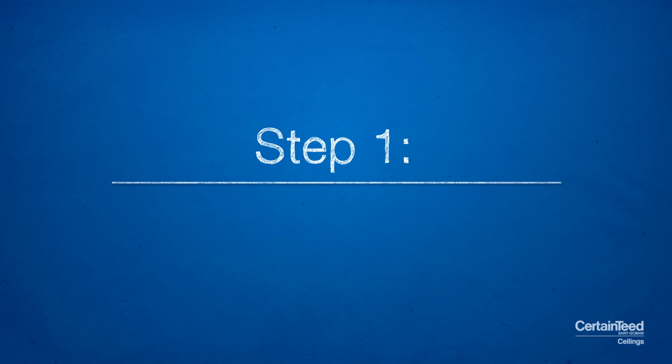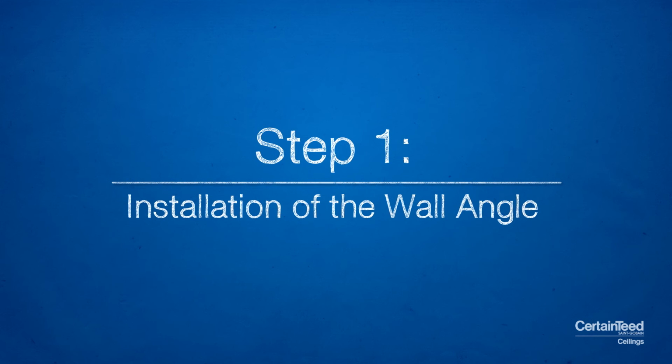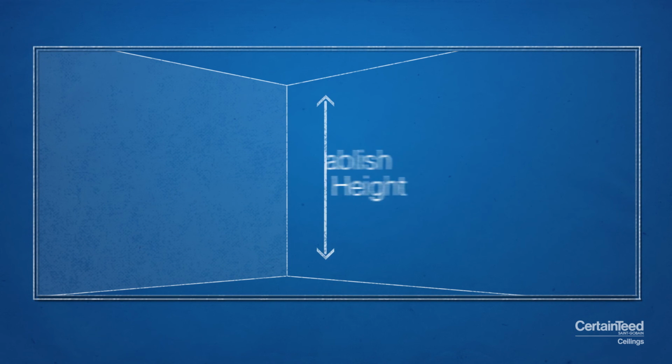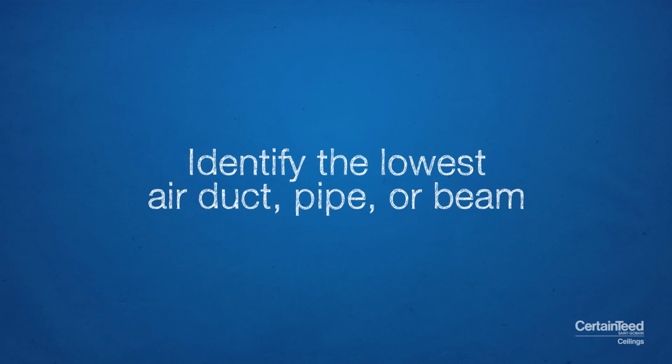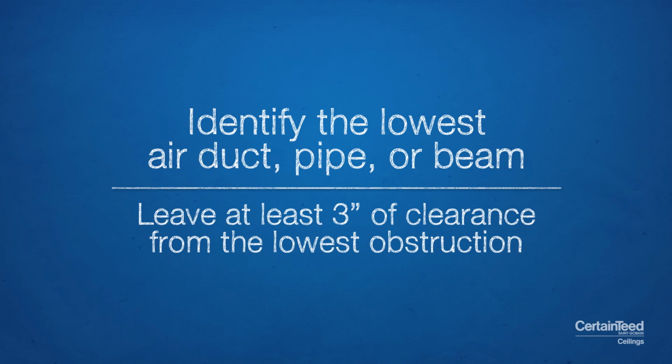Step 1. Installation of the wall angle. The first step is to establish the height of your ceiling. Identify the lowest air duct, pipe, or beam. You will need to leave at least 3 inches of clearance from the lowest obstruction.